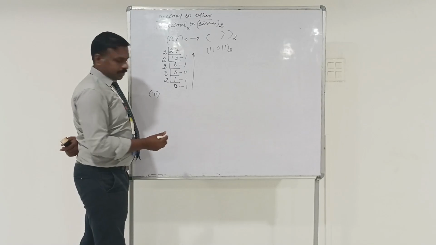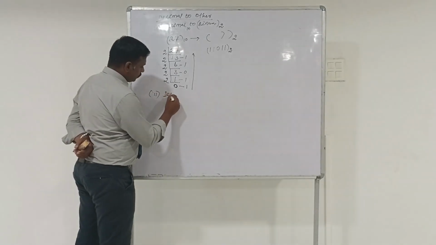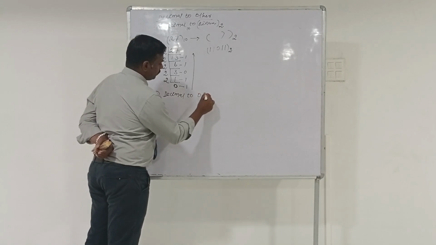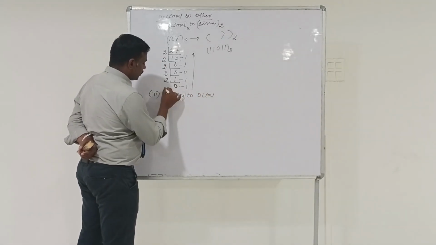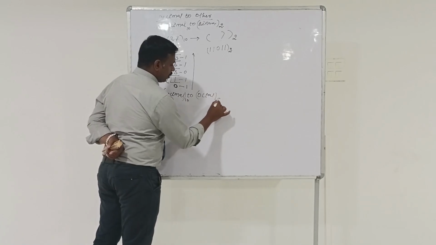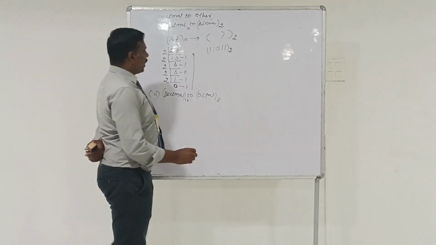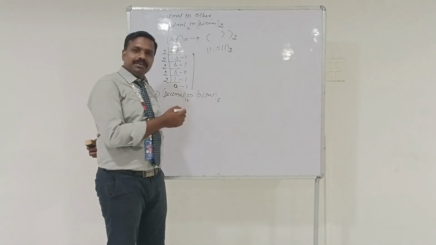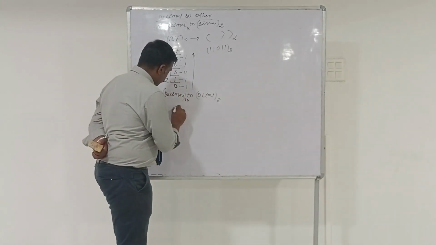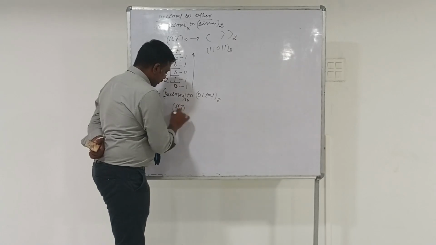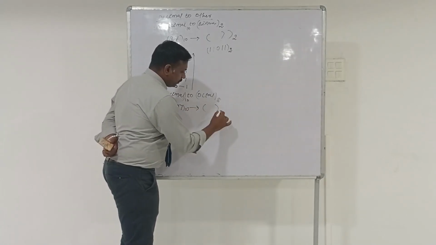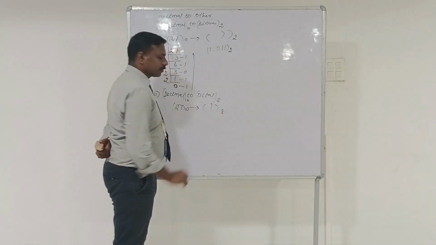Next, I am going to convert the second one, decimal to octal. What is the base value of decimal? 10. What is the base value of the octal? 8. The same example I consider here, for better understanding purpose. Okay, same 27. This is the decimal value. I have to convert it into octal, that is the base value.